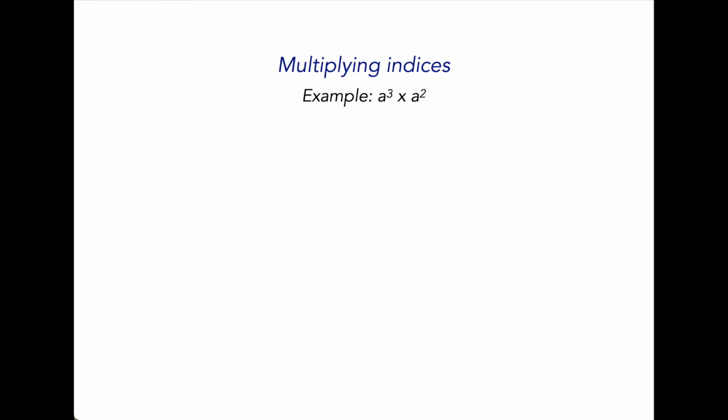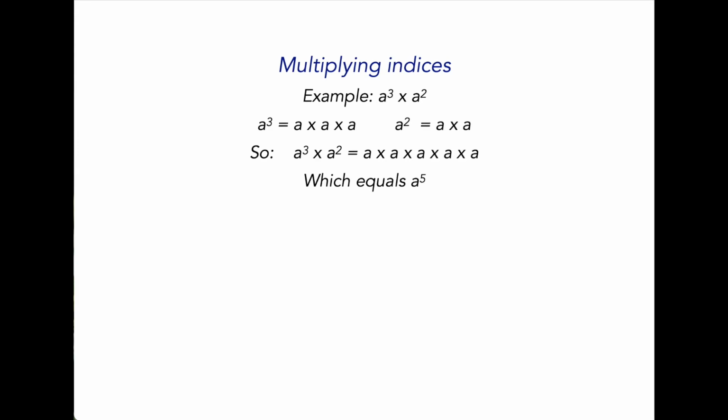Our first law, or rule, concerns what you do when you want to multiply two identical numbers, each raised to a different power. The example is our unknown number a, and we're to multiply a cubed by a squared. Now it seems logical that in multiplying a cubed by a squared, we would simply multiply the indices, resulting in a to the power of 6. But let's break this down.